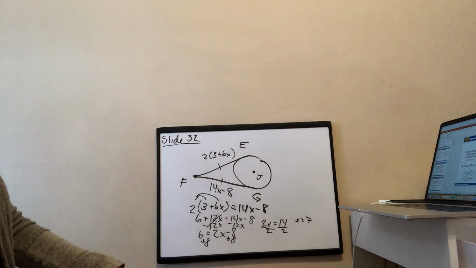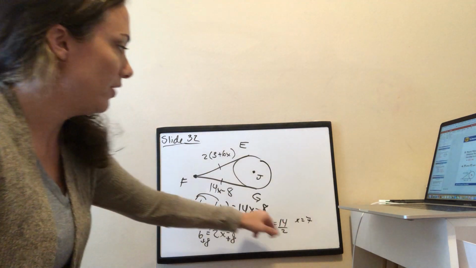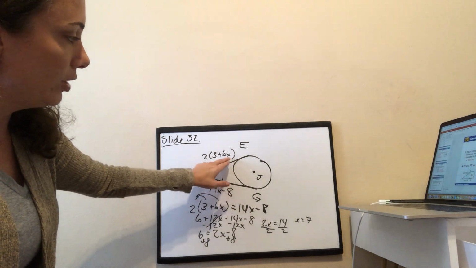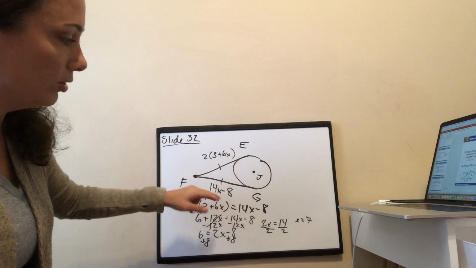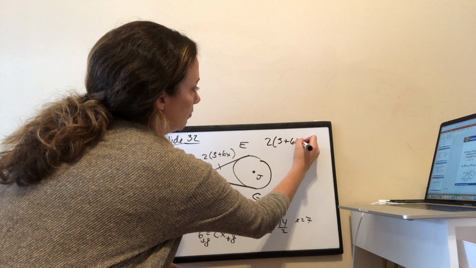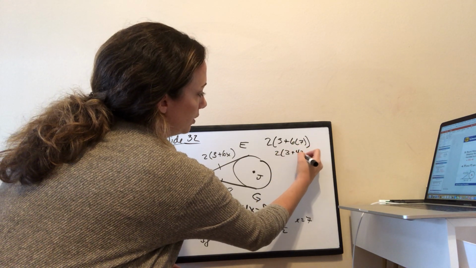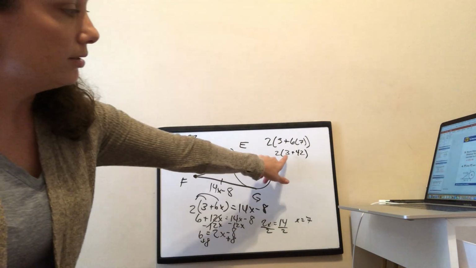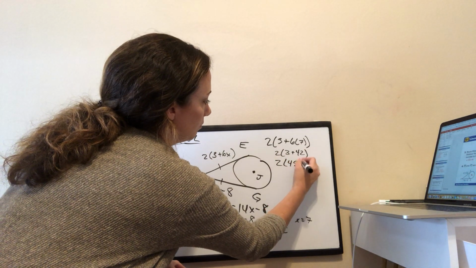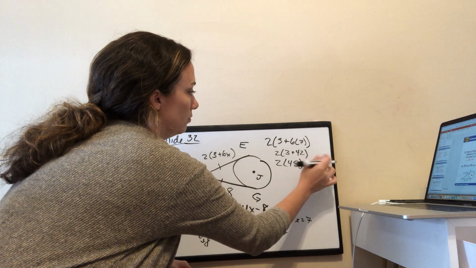They didn't ask me just to solve for x, they asked me for the length of FE. So now I need to do what? I need to plug that x value back into here. I could do it on either one because they're equal in length, but I do like the fact that that coefficient of 6 is smaller. So I'm going to go ahead and plug the 7 here. And I get 2 times 3 plus 42. Follow order of operations and simplify inside your parentheses first. 2 times 45 is 90, which is your answer.